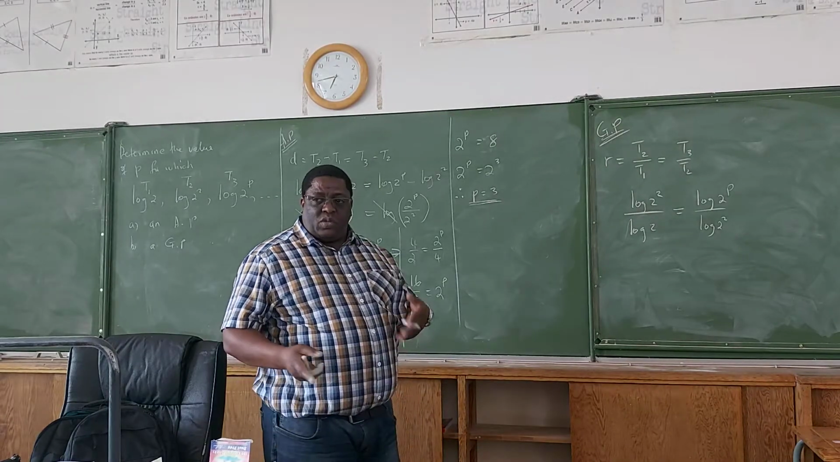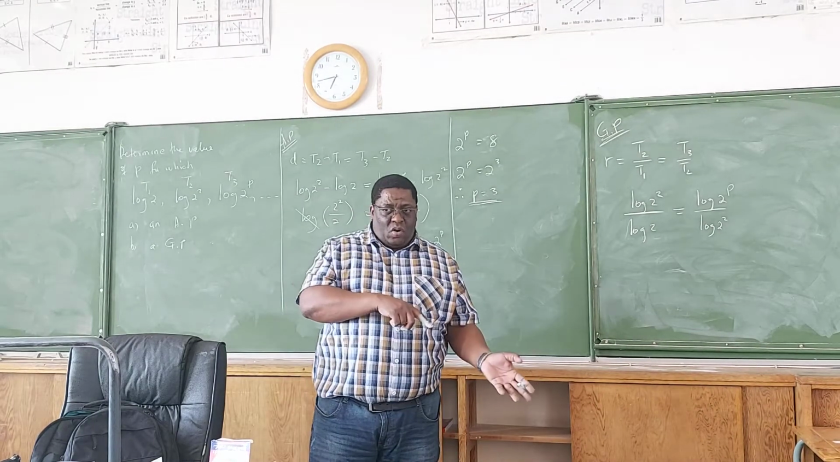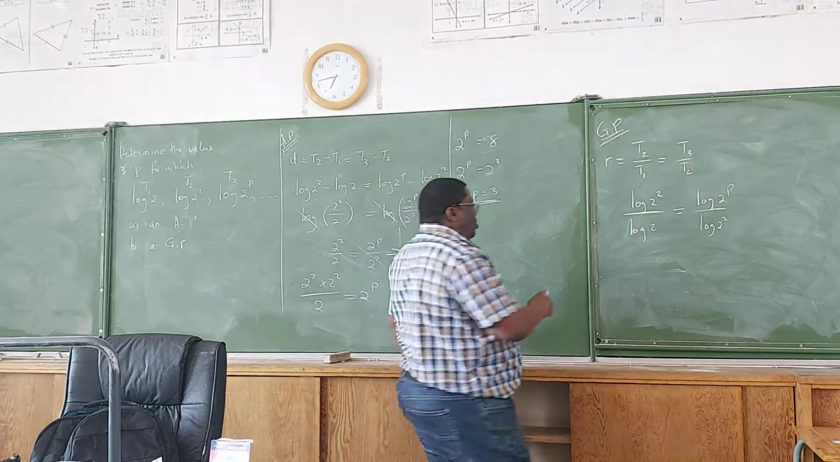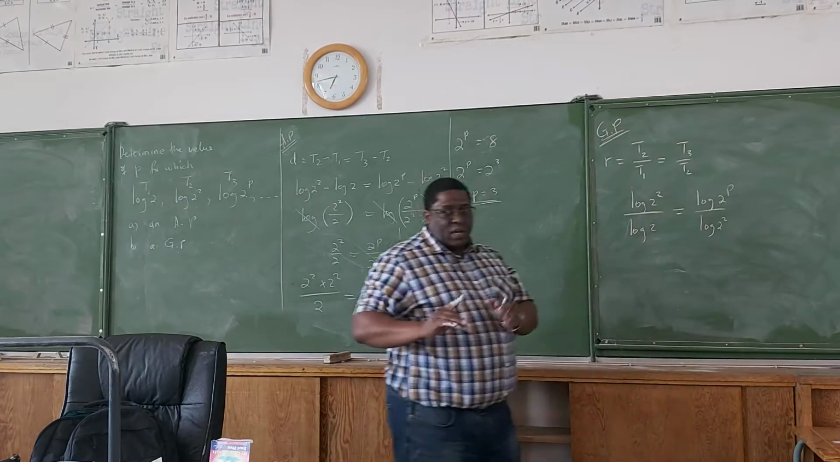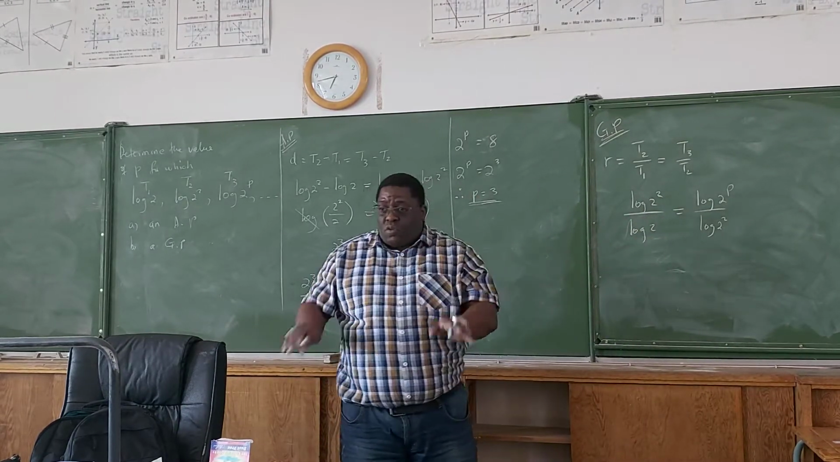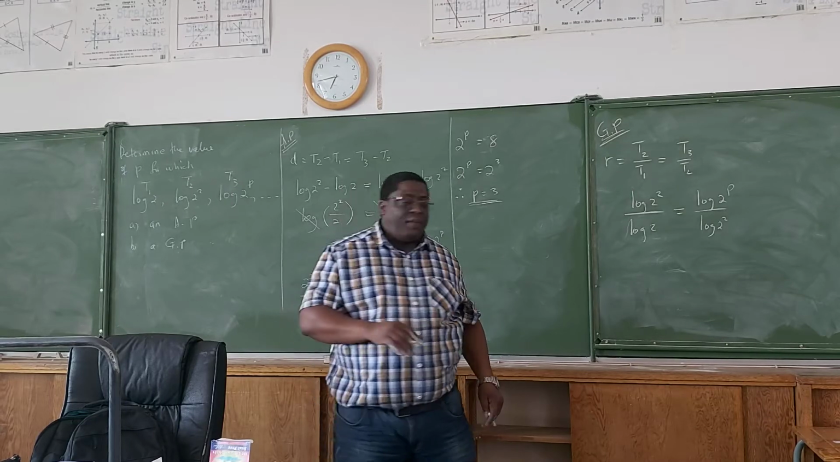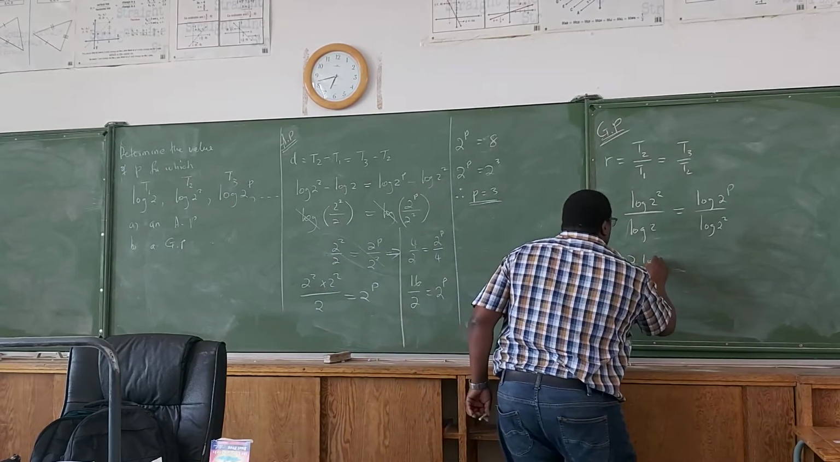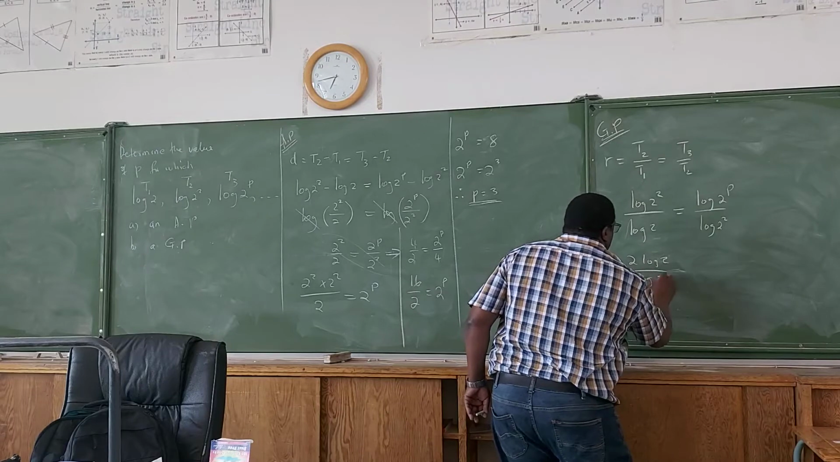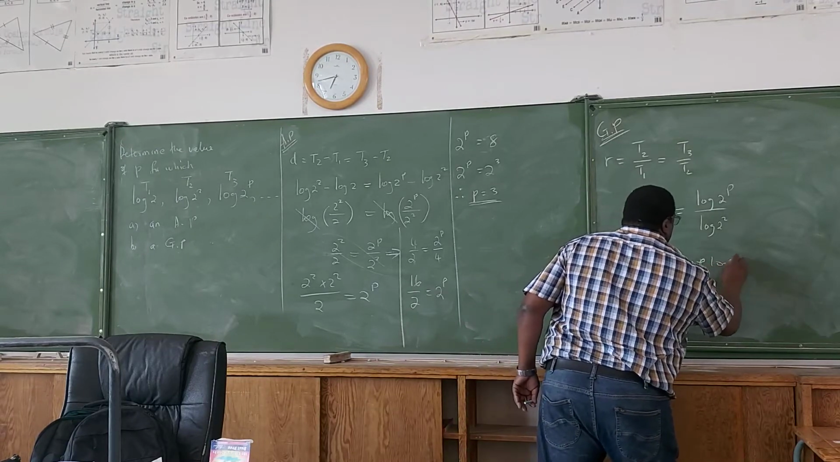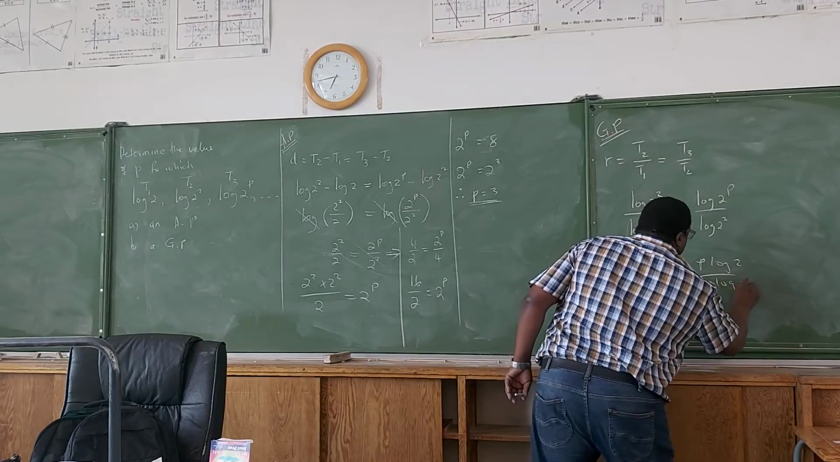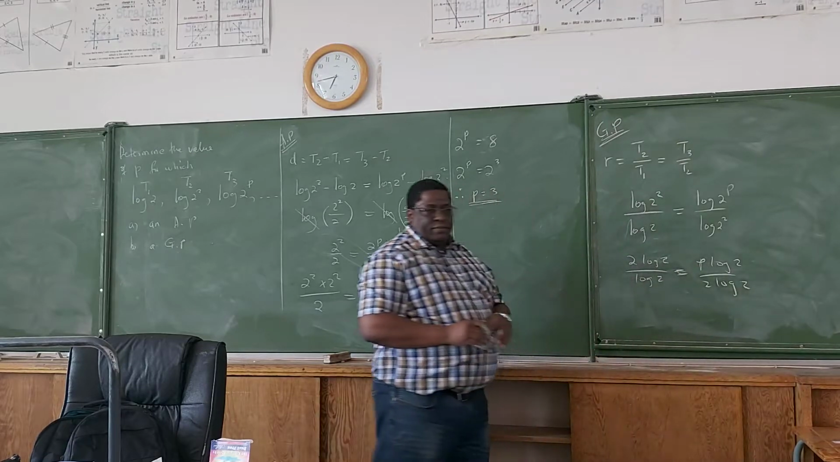Anyway, let's use the power law. Multiply in, right? So don't write 4 here. This number, we need to get rid of those logs so we can write the p in the numbers. So it's going to be 2 log 2 over log 2 equals p log 2 over 2 log 2. Too fast? Do you understand?